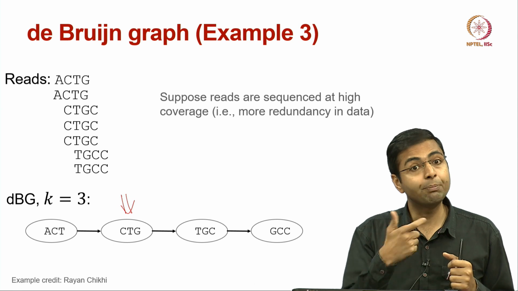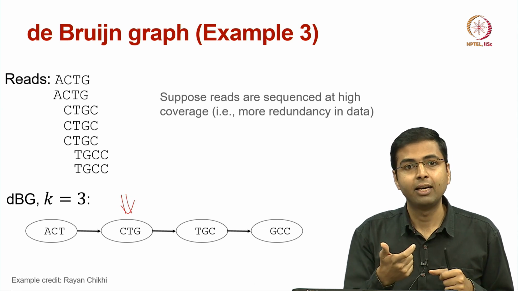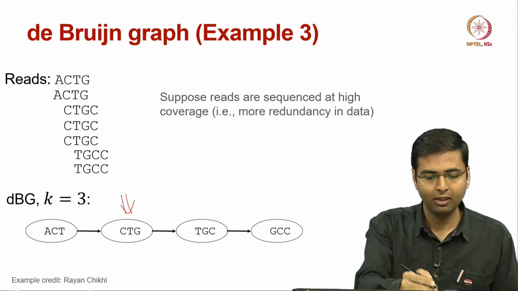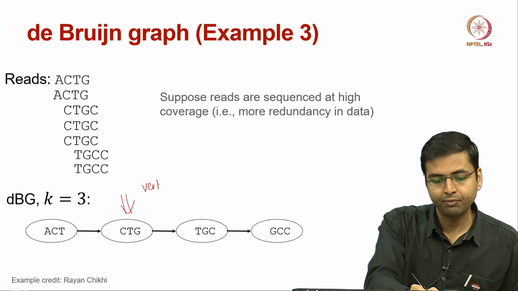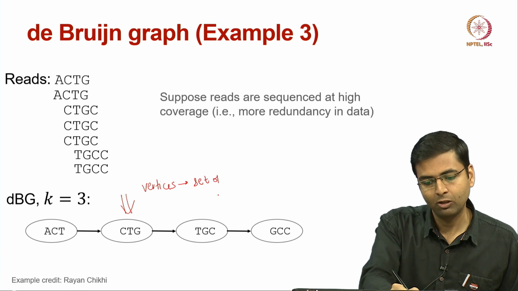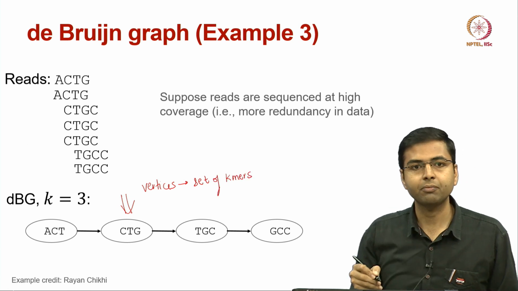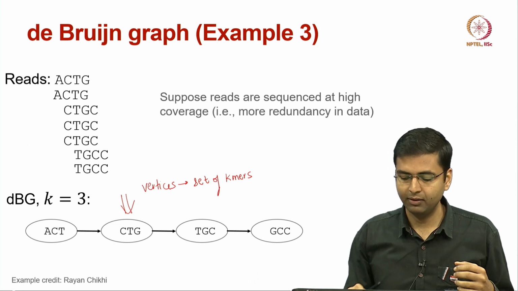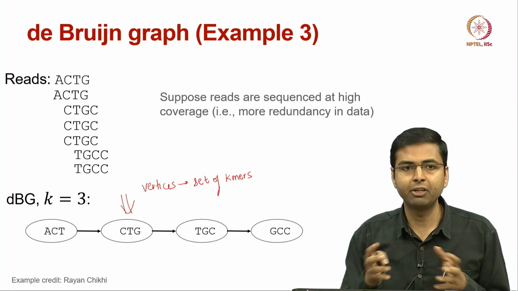So, even if you have multiple copies of a k-mer it will still correspond to a single vertex in the graph, because for vertices we are looking at a set of k-mers. So, duplicate k-mer entries are not allowed, and therefore, compared to the previous example the graph remains unchanged.